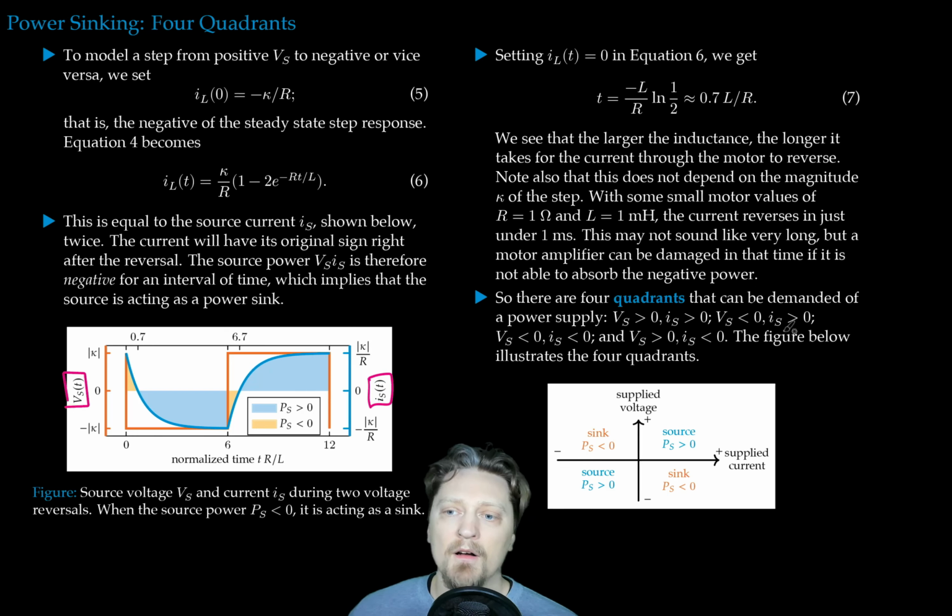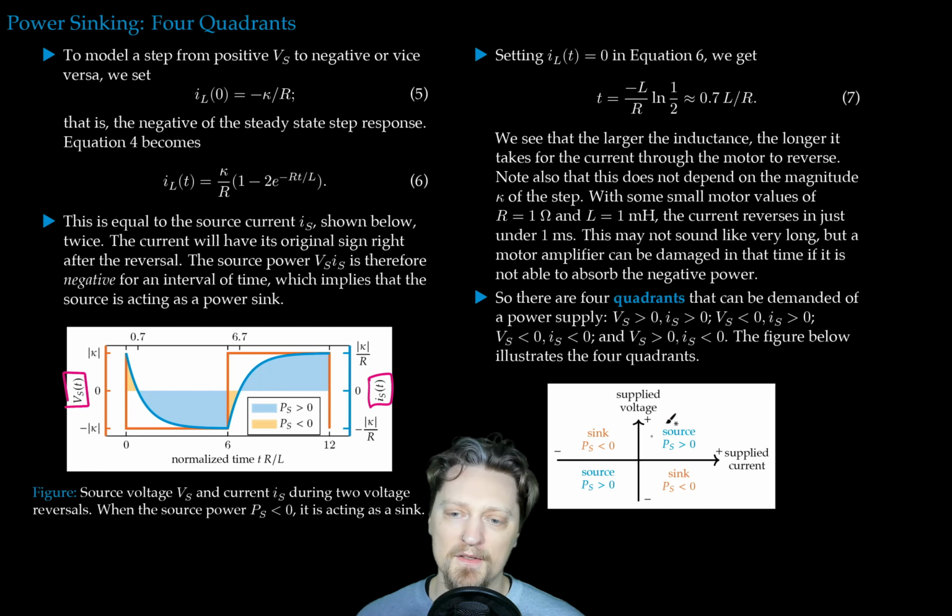Vs less than 0, Is greater than 0: opposite signs. Vs less than 0, Is less than 0: same sign again, both negative. And Vs greater than 0, Is less than 0: opposite signs. The figure below illustrates the 4 quadrants: supplied current positive on the right, supplied voltage positive on top. We have the 4 quadrants being positive power, negative power, positive power, negative power. Okay, those are the 4 quadrants.